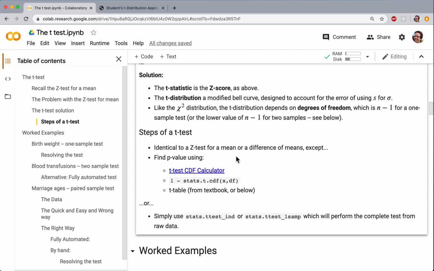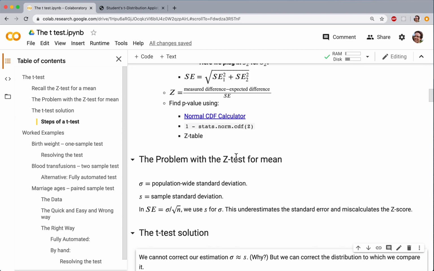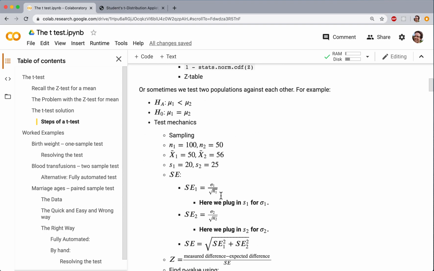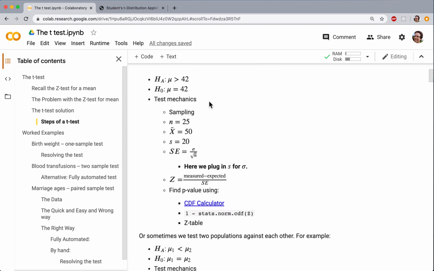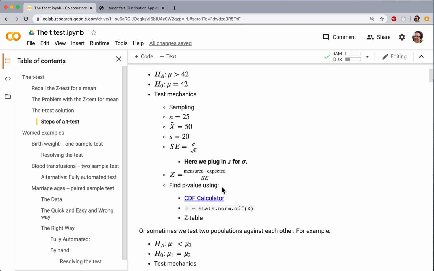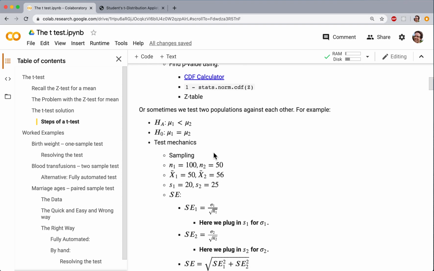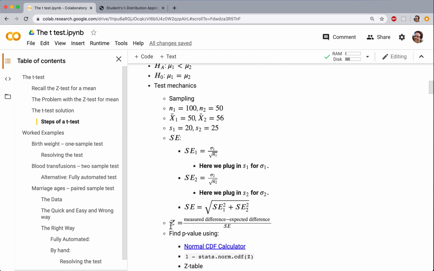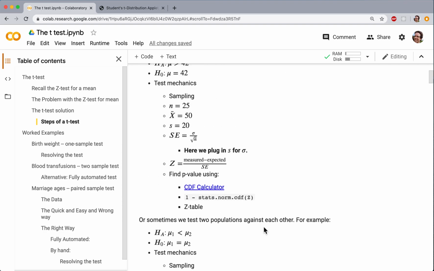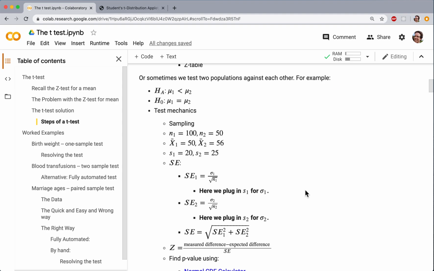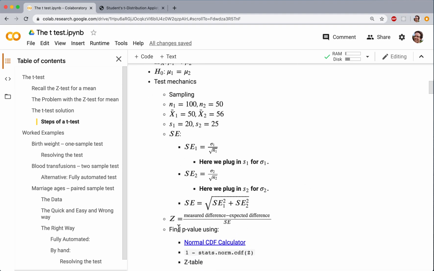Basically, a t-test is exactly the same thing as a z-test from start to finish. Whether you have one sample like this and you're comparing the mean to a fixed value with a two-sided or a one-sided hypothesis, whether you have two samples and you're comparing two means to each other with a one-sided or a two-sided hypothesis, everything is exactly the same down to the calculation of the z-score. We call it the t-score or test statistic, but it's the same thing. It's the measured minus expected over the standard error. So everything for a t-test is exactly the same down to this stage.